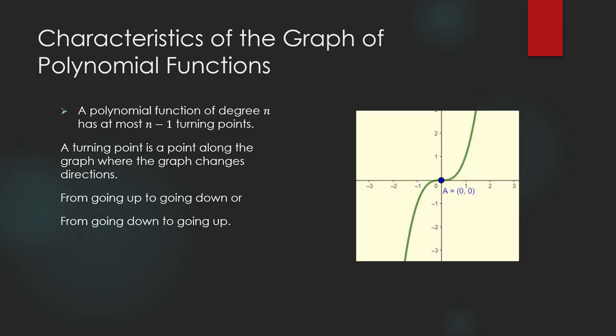How about this? Look at that point. Is point A a turning point? Well, no, okay? Because to the left of point A, your graph is going up or it is increasing, and then past point A, it is still increasing. Point A is not a turning point. This graph has no turning point.